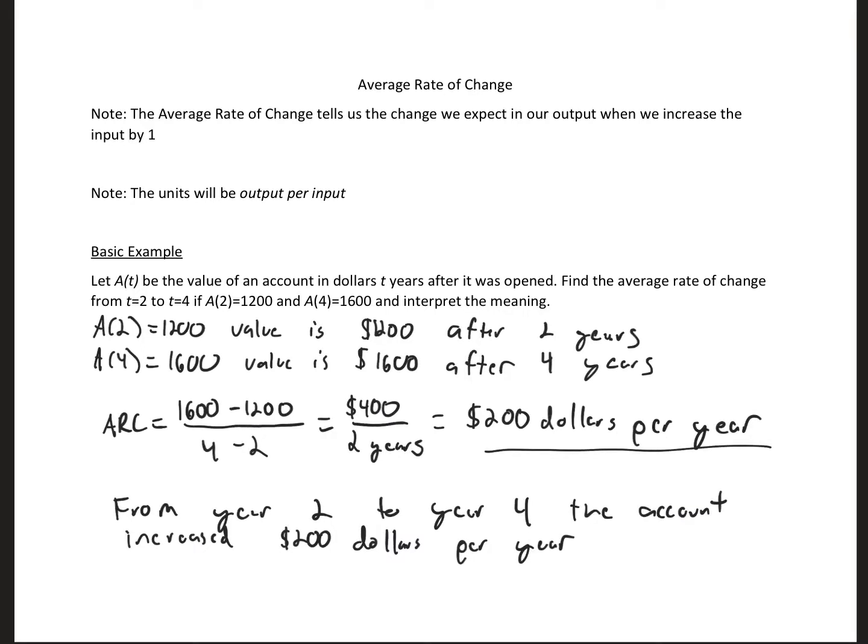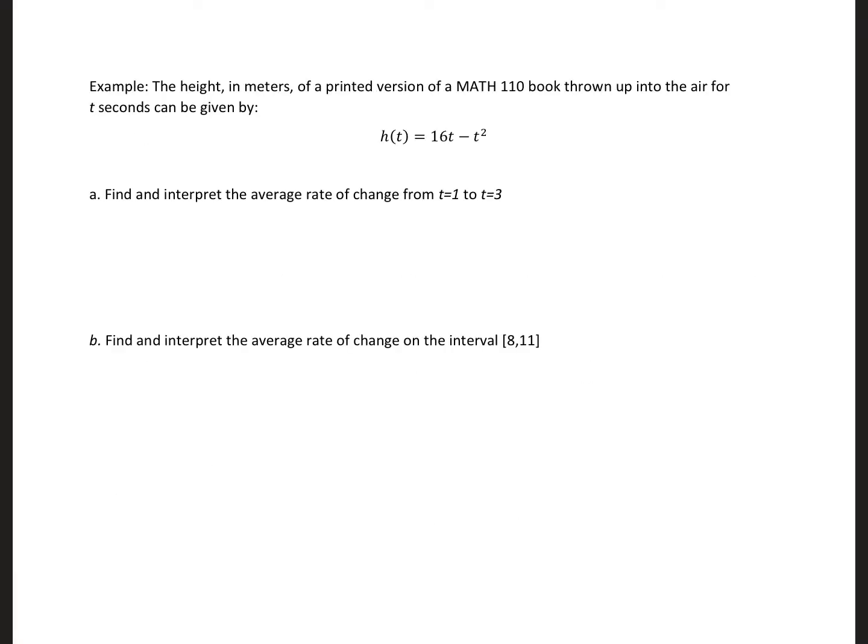If an average rate of change is positive, that means the function is increasing. If an average rate of change is negative, the function is decreasing. Let's look at a real-world example from an actual function itself. The height in meters of a printed version of a Math 110 book thrown up into the air for t seconds can be given by this function below. H of t equals 16t minus t squared. Find and interpret the average rate of change from t equals 1 to t equals 3.